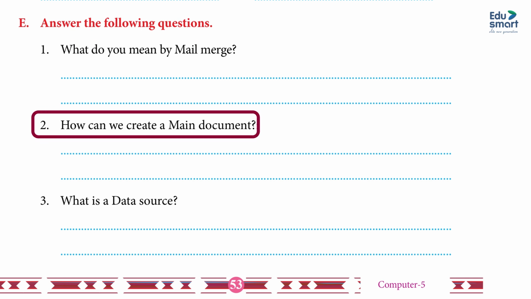2. How can we create a main document? Answer: Click Start Mail Merge and Step by Step Mail Merge on the Mailing tab. Click Next after selecting the type of document to which you wish to add mail merging. Here you can create a new document using an existing one or a template.